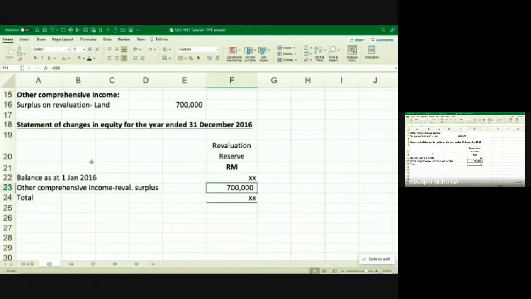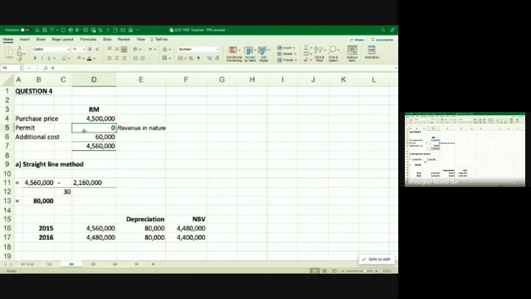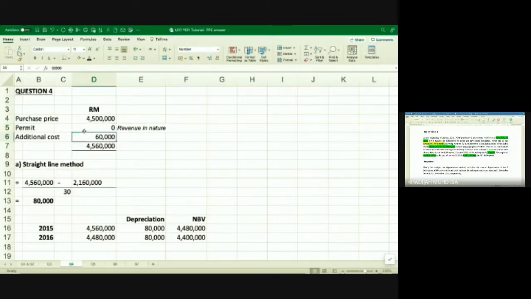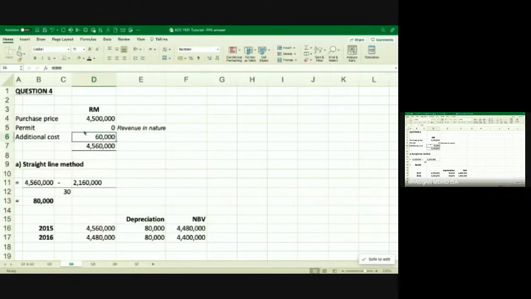Question number 4. We have purchase price for 3 is 4.5 million. The permit is not taken into account. It's a revenue in nature. And then the additional cost for you to fix the windows is 60,000. So that is part of the total cost. So now you have the total cost of 4,560,000.